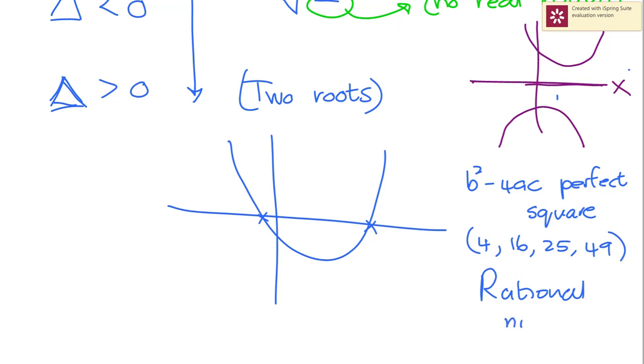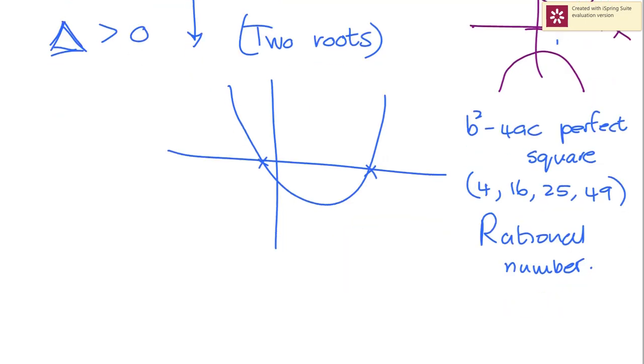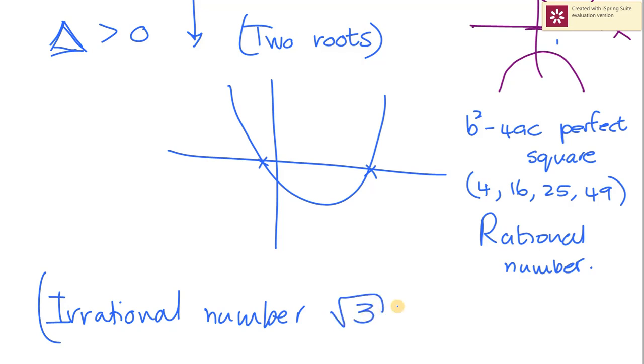If I can't get rid of that root, then we say it is an irrational number. And this is also something that we've spoken about previously. An irrational number, well, it's something like the root of 3. It simply means you can't get rid of that root.